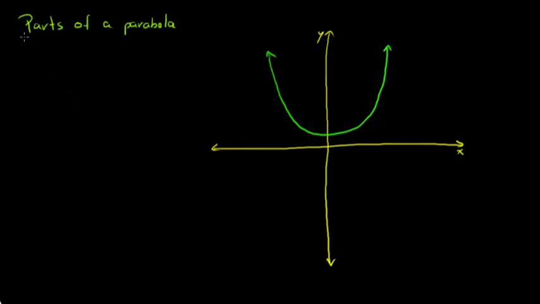Well, before you get too far into quadratic relations, one thing you need to figure out about parabolas is what all their parts are. The easiest part to find out about a parabola is its vertex.